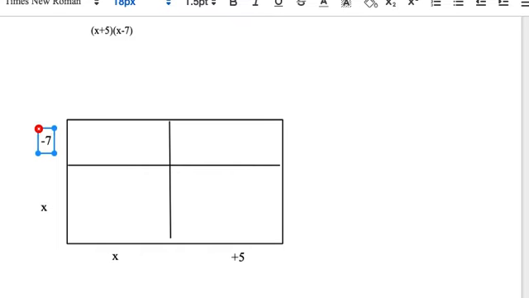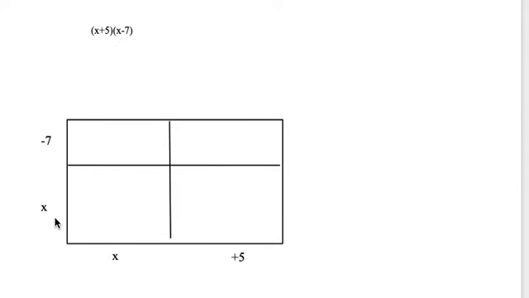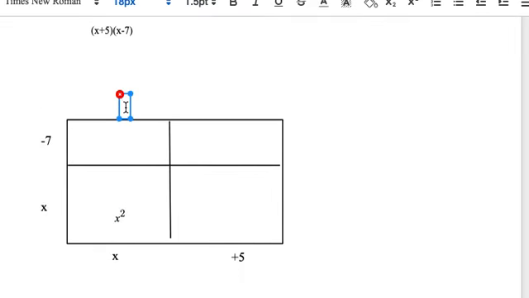To find the area of a rectangle, we multiply the sides. So I'm going to first go ahead and do x times x. That's going to get me x squared. I'm then going to multiply, so if this is x, this up here is also x. So I'm going to multiply x times negative 7. That's going to get me a negative 7x.